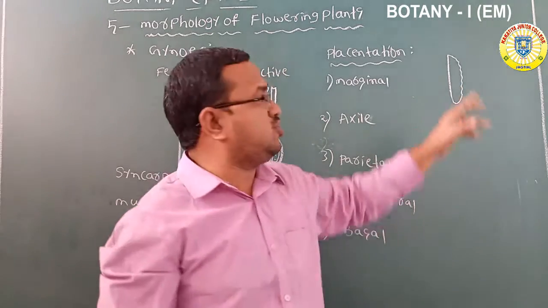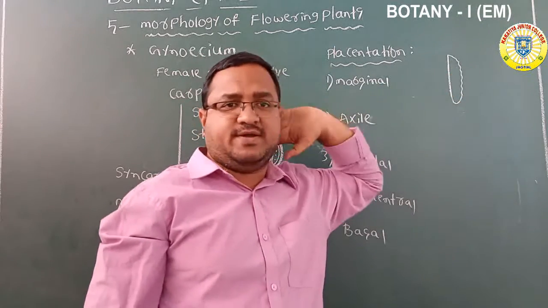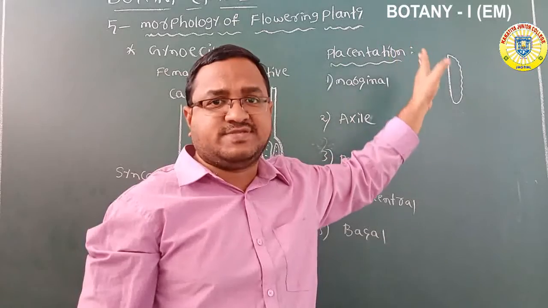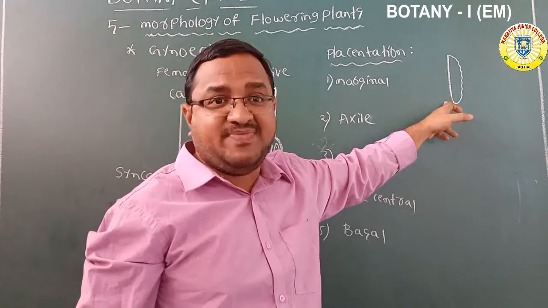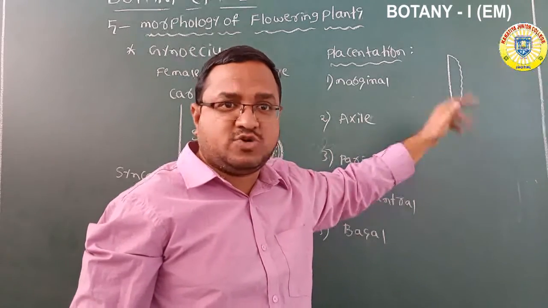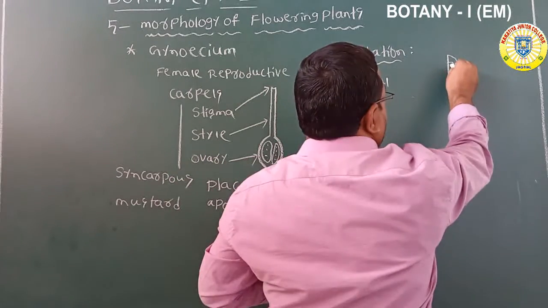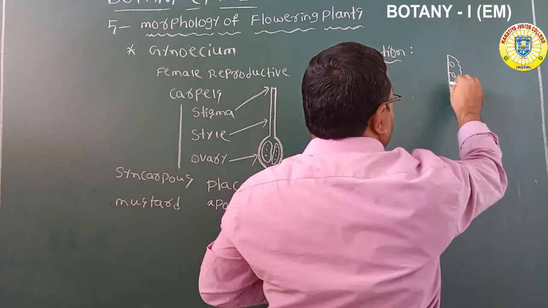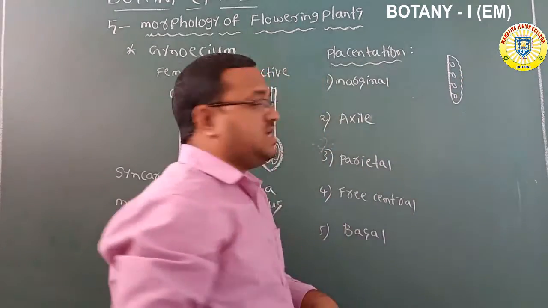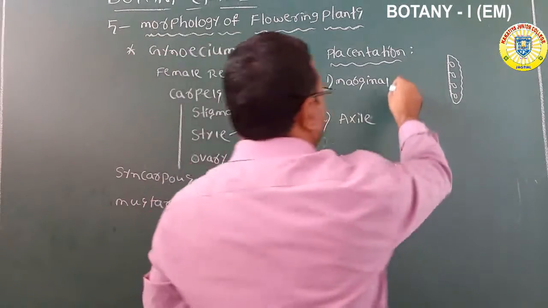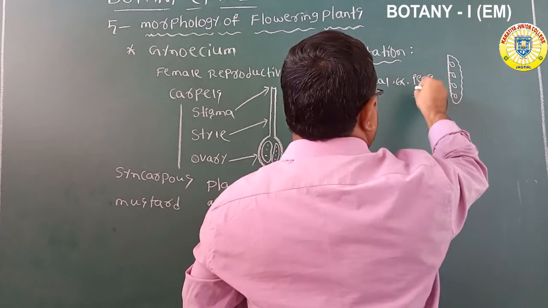Especially in peas, there are two rows. In beans, only one row. So the placenta forms a ridge along the ventral suture of the ovary, and the ovules are borne on this ridge. Here the ovules are arranged. This is the marginal placentation. Best example, peas, beans.